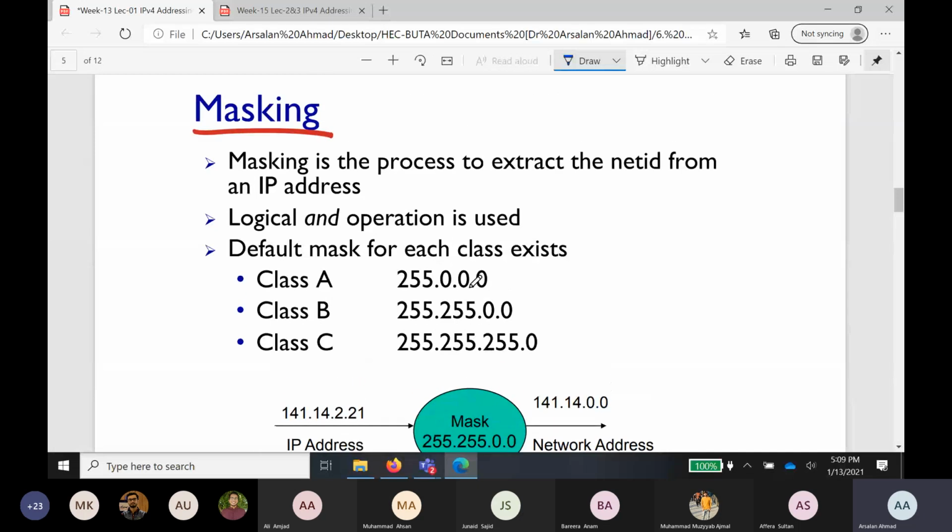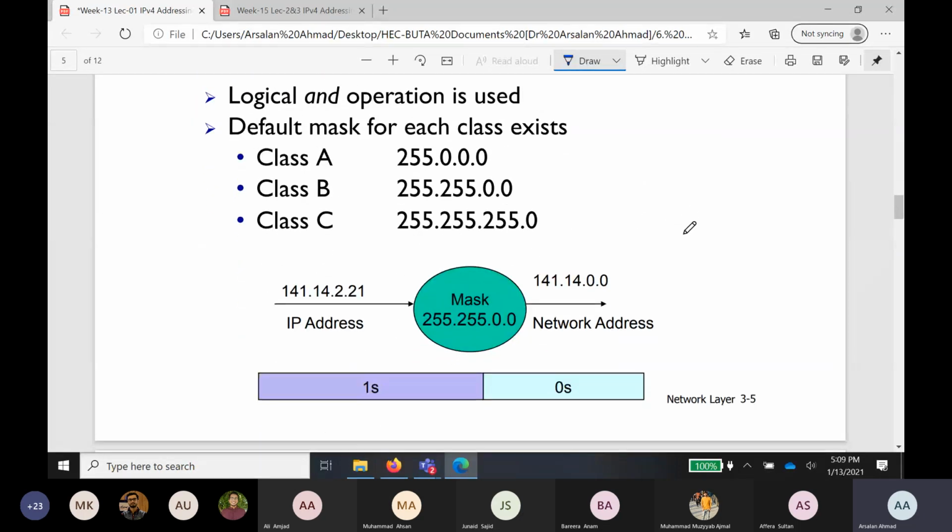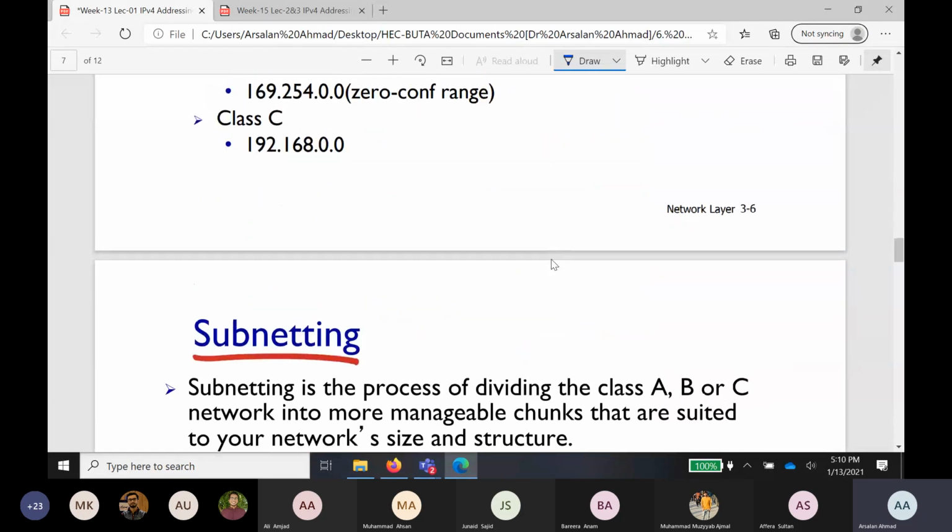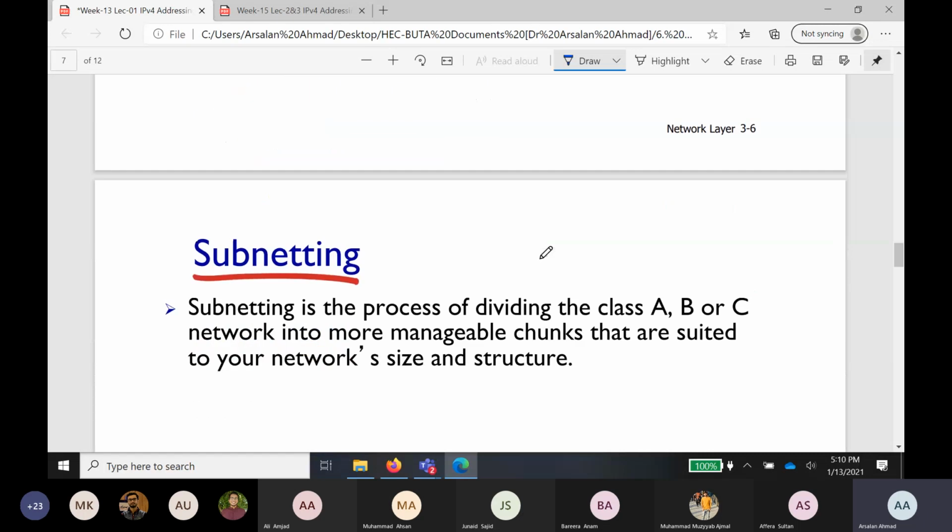We discussed the process of masking yesterday, and it's a very important process. Routers perform it quite often to extract the network ID from the destination IP address. When a packet arrives at an incoming port, the router looks at the destination IP address and performs masking with the default mask or subnet mask, using logical AND, to obtain the network address. According to that, it looks up the forwarding table and forwards the packet to the appropriate port. There are also many private addresses in the range.